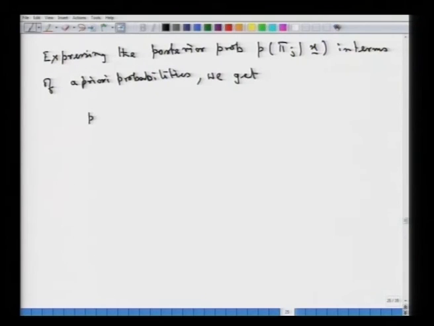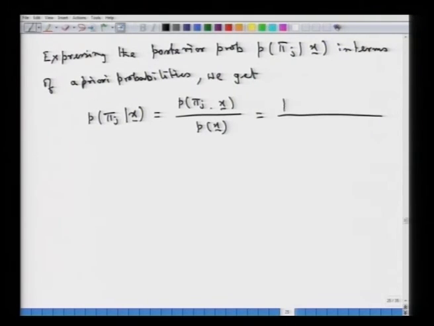We have p(π_j | x), which is a posterior probability. One can write that as p(π_j intersection x), that is the joint distribution, divided by p(x). One can then write this as the probability of the π_j population, p(π_j), and the probability of x given π_j, p(x | π_j). This corresponds to the density under the population π_j, divided by p(x).